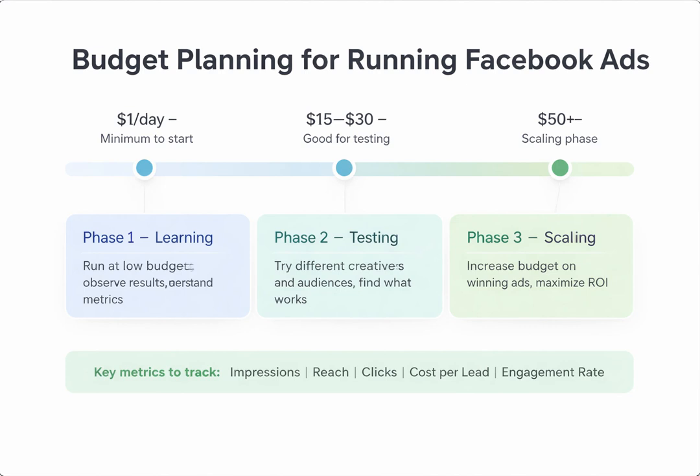You run the ad, you observe what happens, you look at the metrics, impressions, reach, clicks, cost per lead, and you learn from it. Then you improve and run again. The goal in the early phase is not to spend a lot, it's to understand how the system works. Once you have a winning combination of landing page, ad creative, and targeting, then you scale up the budget. The instructor's philosophy is clear: small budget, maximum learning, then grow your revenue from the leads you generate.